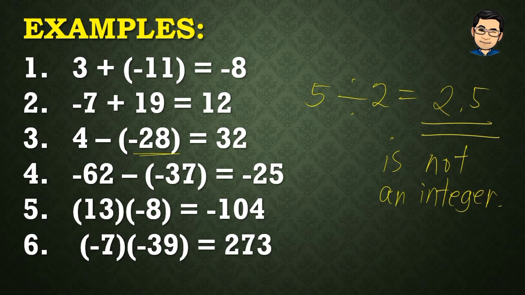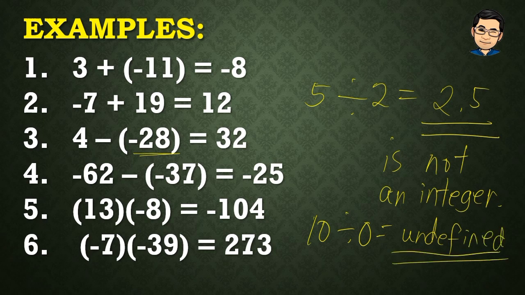Meron pa. For example, if we divide 10 by 0, the answer is undefined. Yung undefined na yan, makikita nyo yan sa rational numbers. So we cannot divide 10 by 0, kasi wala tayong makukuhang sagot.